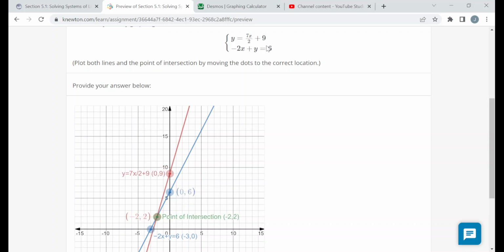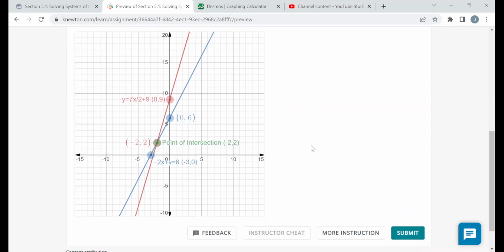Negative 2, 2 definitely satisfies the first equation, and x negative 2, y 2 would make 6 equals 6, which satisfies the second one. So I graphed both lines and saw the solution is where they meet. That's at the point negative 2, 2. Great.